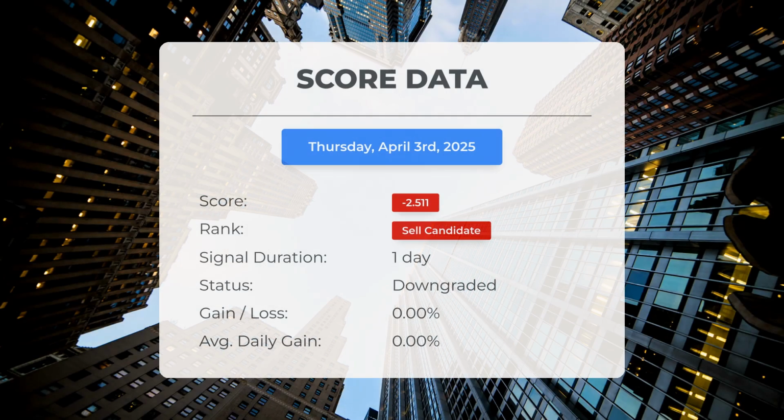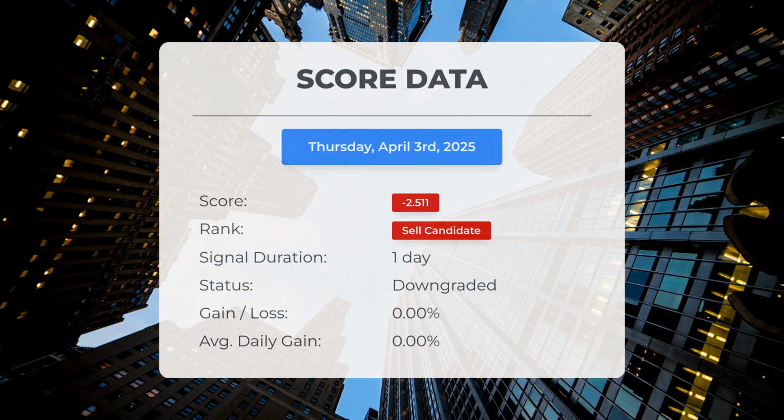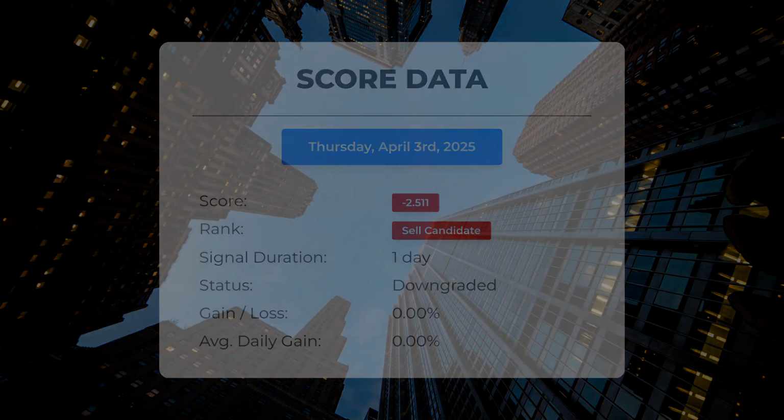Since the 3rd day of April 2025, our system has identified the SCHWAB U.S. Dividend Equity ETF as a sell candidate, assigning it a score of -2.51. Now, let's examine the performance of this ETF during this time frame. We will continue to monitor this evaluation to observe its progression in the coming days.